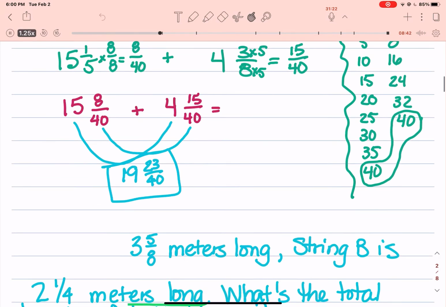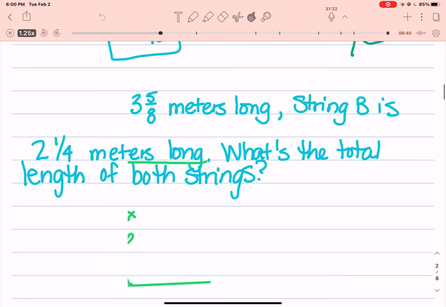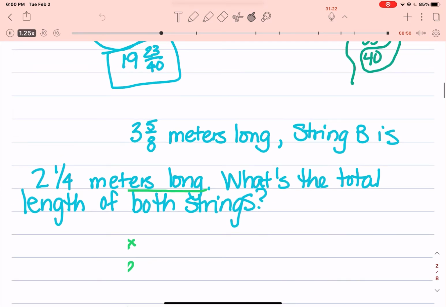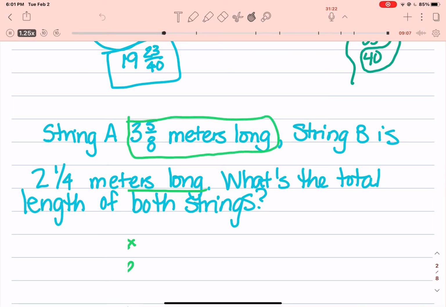And the last problem for this video, we have a word problem. String A is 3 5/6 meters long, and string B is 2 1/4 meters long. What is the total length of both strings?